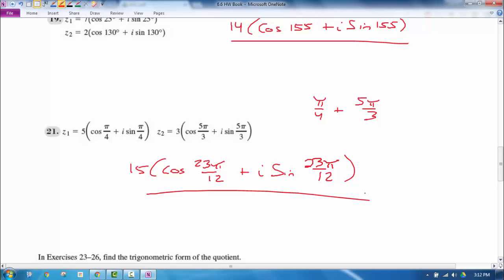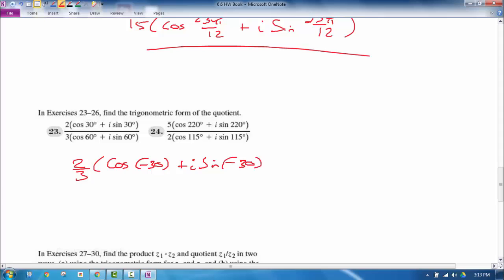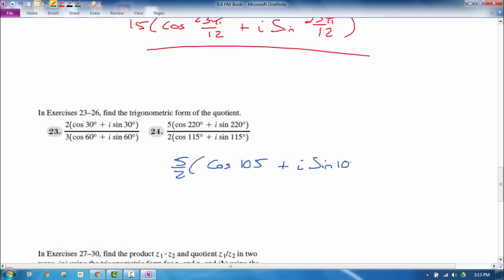And that's it. And when you're dividing, you just do the quotient of the r number, and then you subtract the angle. So it's theta 1 minus theta 2, which is the numerator over denominator, so it's going to be negative 30 in this case, which is cosine of negative 30, plus I sine of negative 30. Next one then would be 5 halves, the cosine of 105, 220 minus 115, plus I sine of 105.